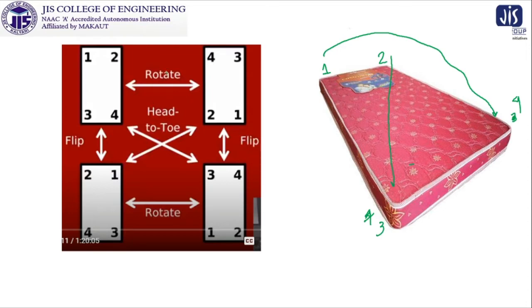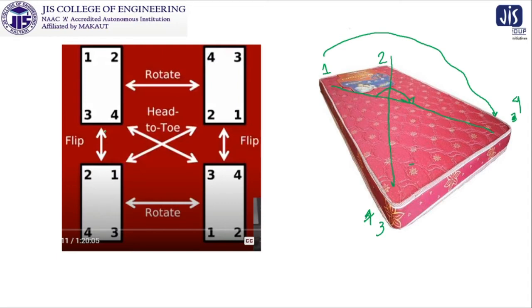So when the rotation is done, 1 goes to this position, that means it is a 180-degree rotation. If you just match one line and take the rotation over here, you will see that it will be a 180-degree rotation. So this is one operation you are following.